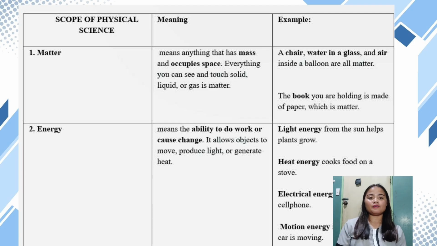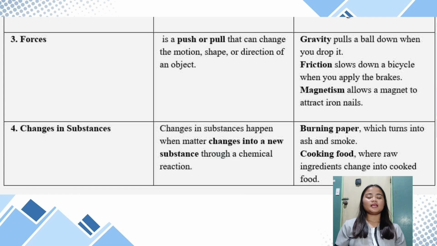The next scope of physical science is forces. A force is a push or pull that can change the motion, shape, or direction of an object. So if it is a push or pull that can change the motion or shape of an object, that is called a force, pull and push.